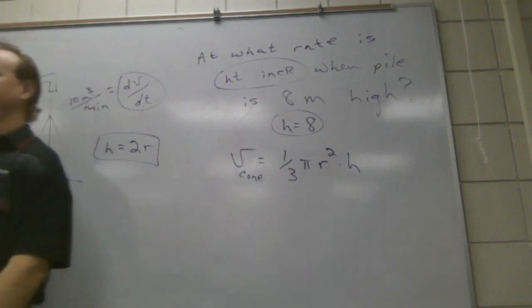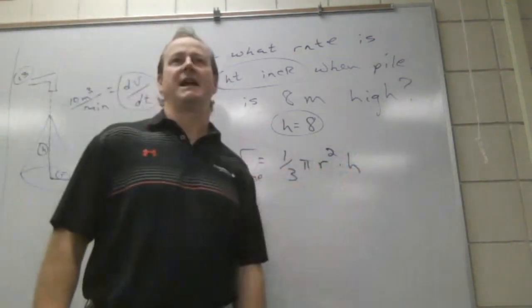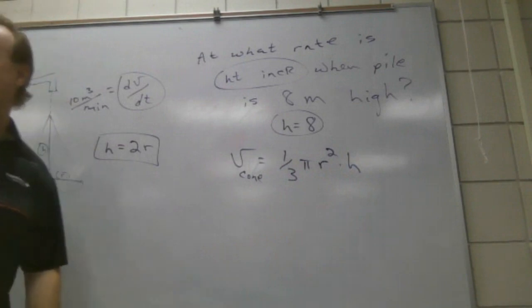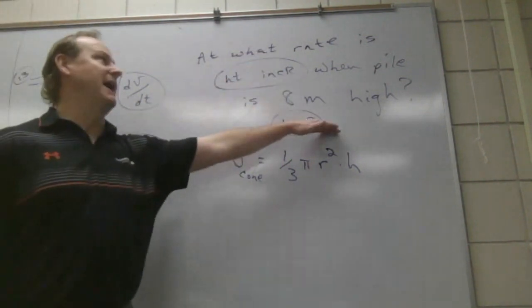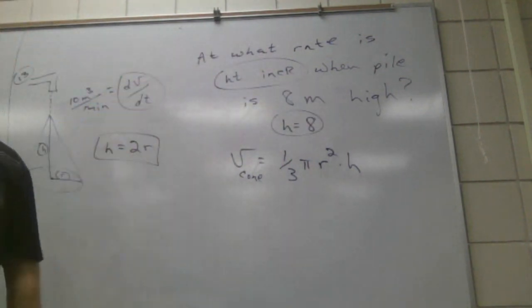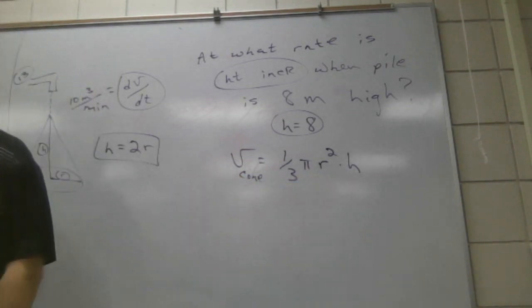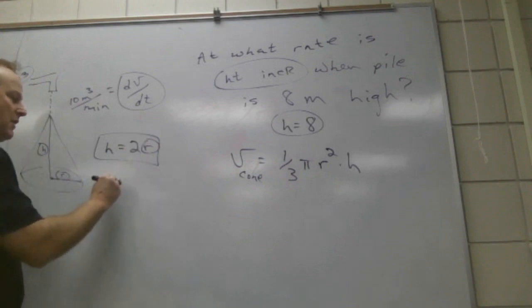How many variables do I have? I've got 3, right? Volume's a variable, radius is a variable, and height's a variable. How many do I want? How many do I care about? How many did the problem talk about? It talked about 3. But over here, I have height, and then I have dV/dt that's given. So what do you want to try and do that would make life a lot better for you? Get rid of what letter? Which one do you want to get rid of? R. Get rid of R. So how would I get rid of R? If H equals 2R, what does R equal?